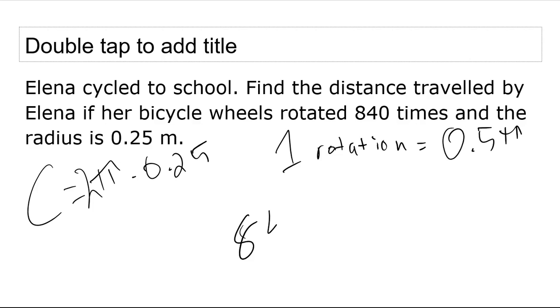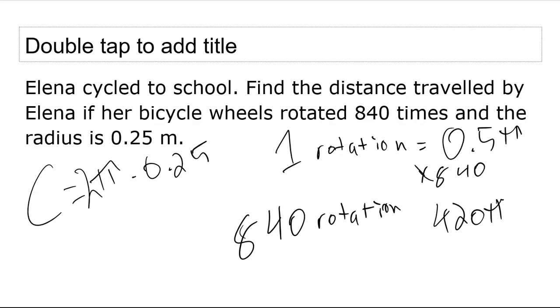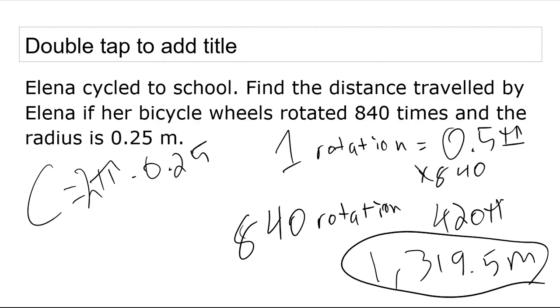So if I want 840 rotations, I do this times 840. That's going to be 420 pi. So I can't forget about that pi, but I'm going to actually figure out that number. And it's going to be 1,319.5 meters. There you go.